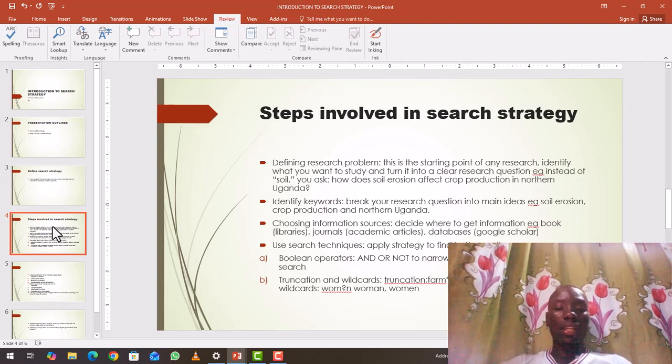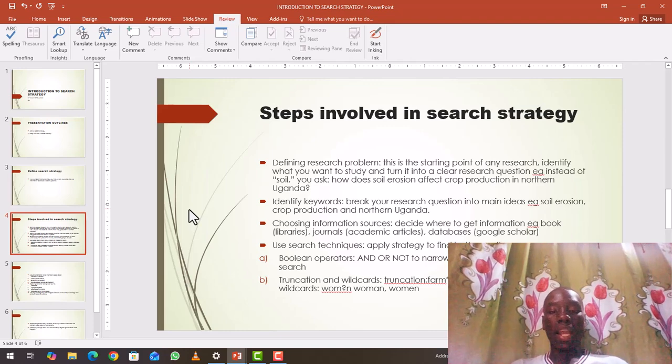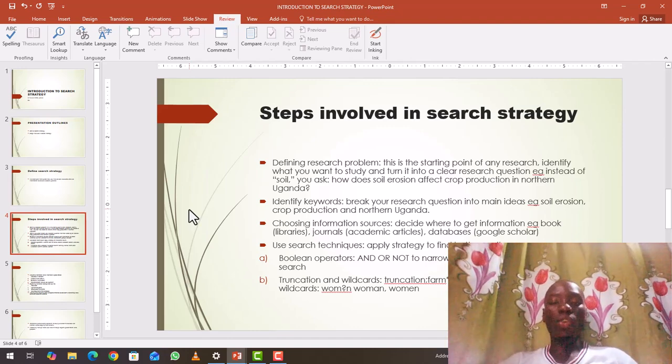And then the fourth one is about using search techniques. Like earlier on, I talked about the Boolean operators. That is the use of AND, OR, NOT to do your research. This will help you a lot. The first one, AND, you use to narrow the searches that you're doing, and then you use OR to broaden your searches, and then NOT you use when you want to exclude some of the searches that you're doing.